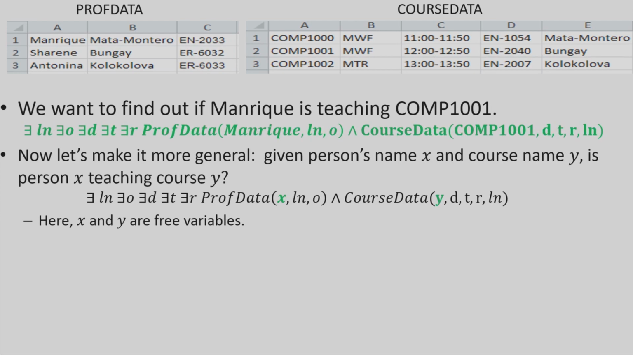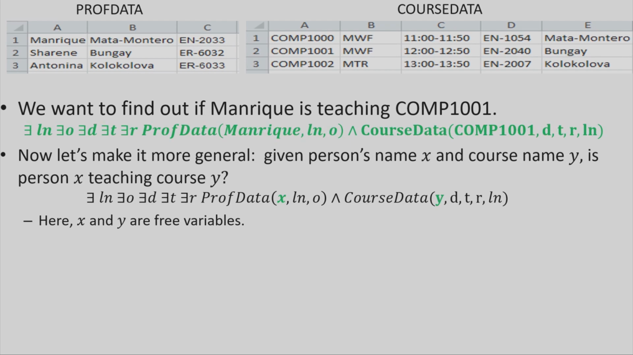So here, X and Y are free variables. So X and Y can be substituted by anything we want, or again, we may try to see for which X and Y's this formula is true. But before we do that, let's try to write one more thing.